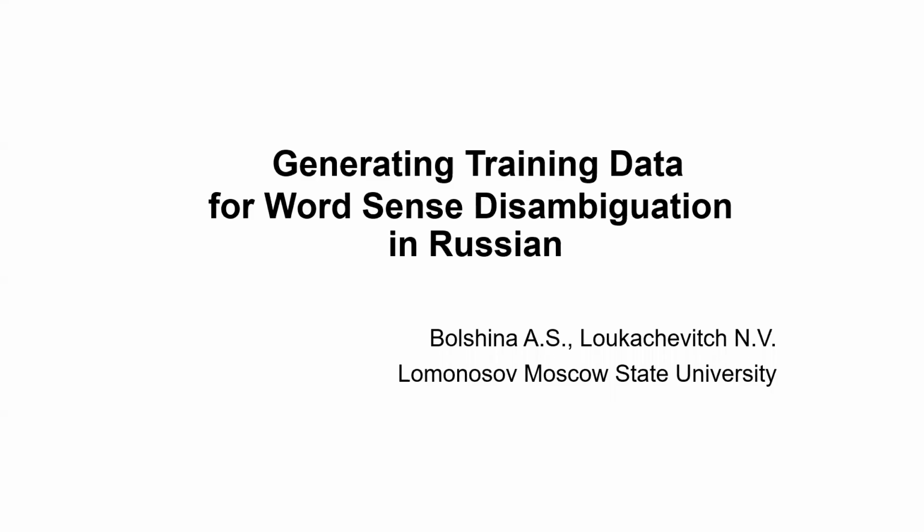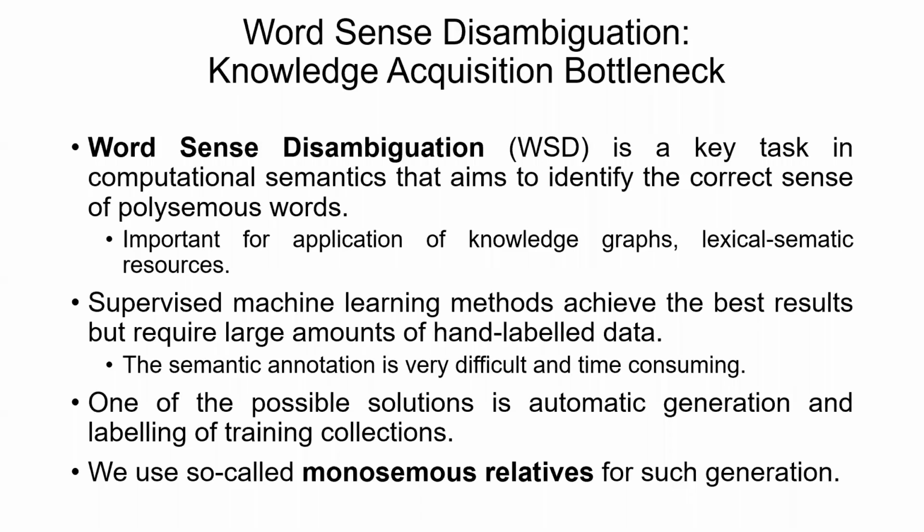The subject of our research is generating training data for word-sense disambiguation in Russian. Word-sense disambiguation is a key task in semantic-oriented applications, such as semantic text analysis or semantic information retrieval. It is used in knowledge graphs or lexical semantic resources. To achieve high performance, supervised word-sense disambiguation algorithms require large, sense-annotated datasets.